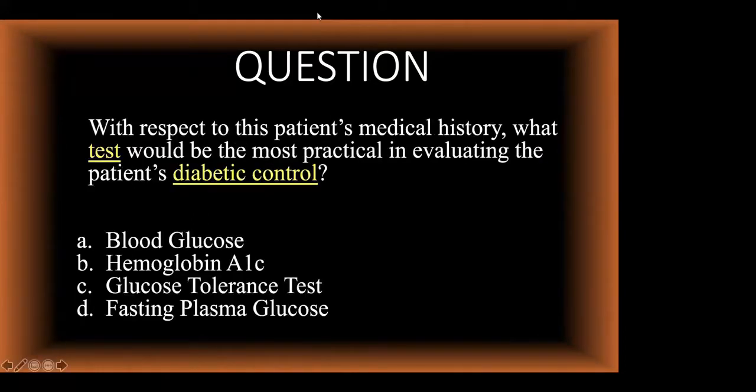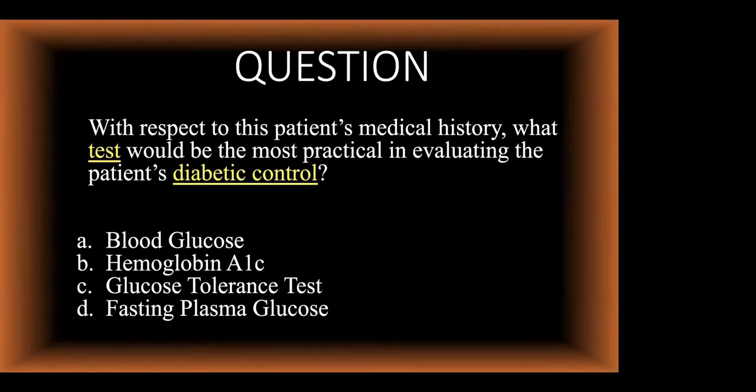Second question, with respect to the patient's medical history, what test would be the most practical in evaluating the patient's diabetic control? Patient said that they're a diabetic. So even though they say they're controlled, we have a duty to evaluate that patient. Is it blood glucose, hemoglobin A1C, glucose tolerance test, or a fasting plasma glucose? B is the correct answer.